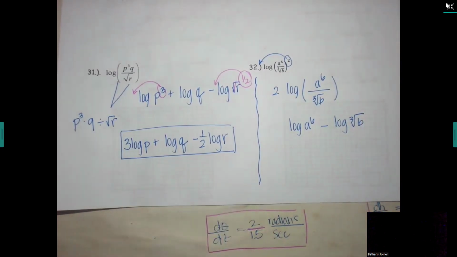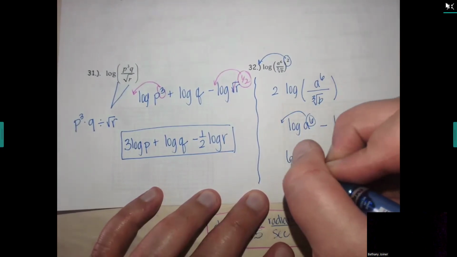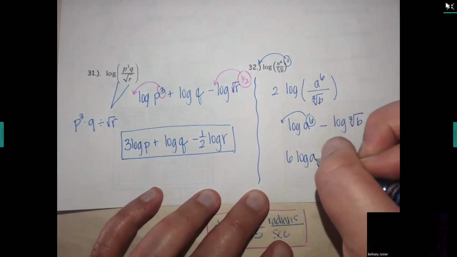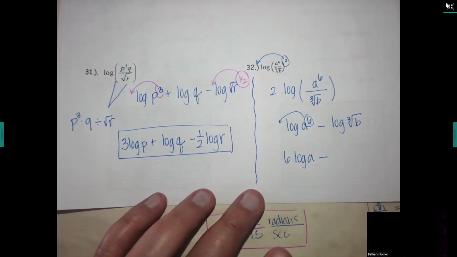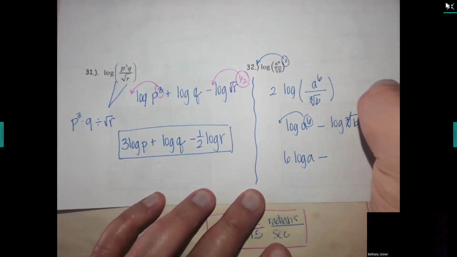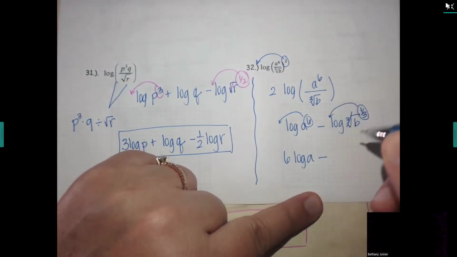Then I'm going to take both of those top numbers, slide it down to the front. So I'll have a 6 log A. And what will my cubic root turn into? Do you remember? A 1/3. So remember that a square root is a 1/2, a cubic root is a 1/3. And then I'll pull it down to the front.